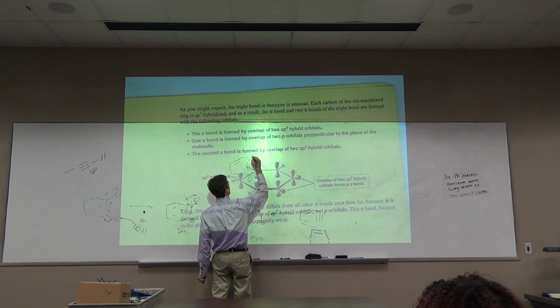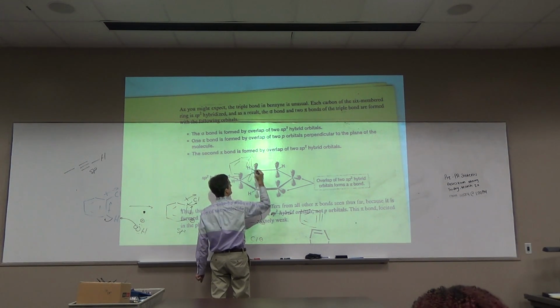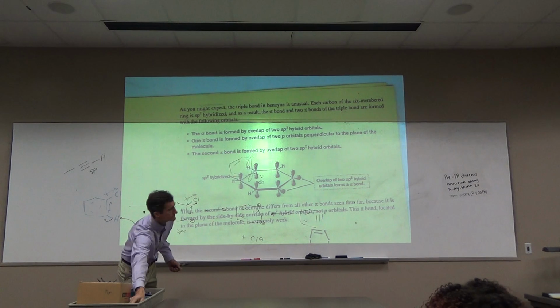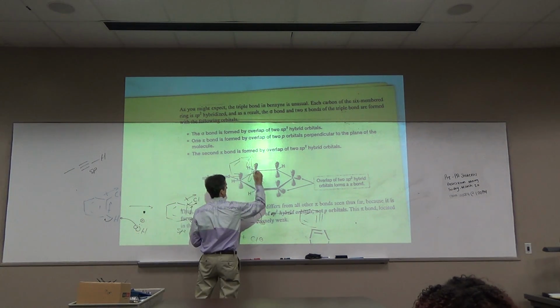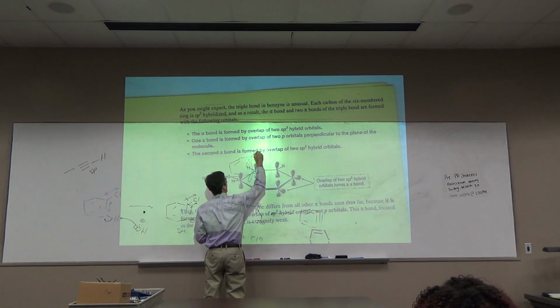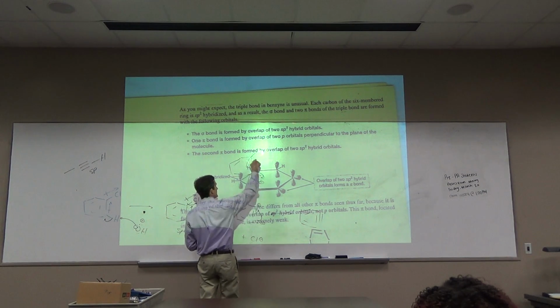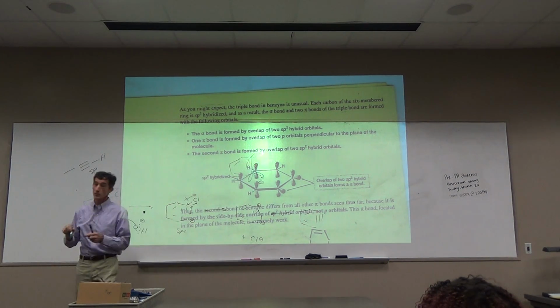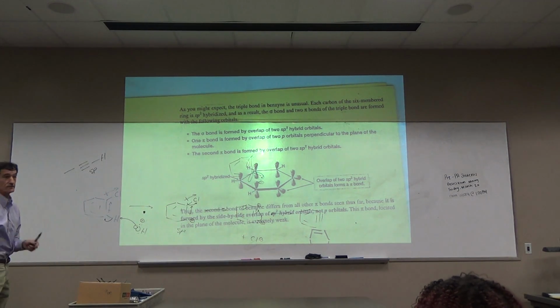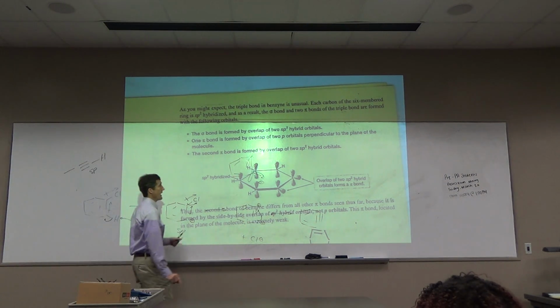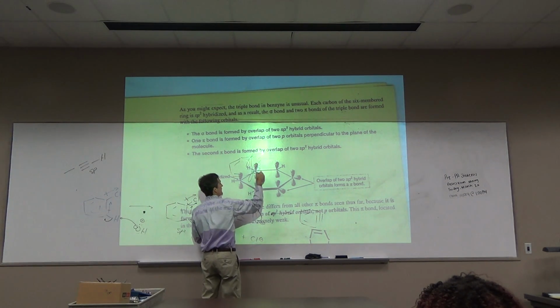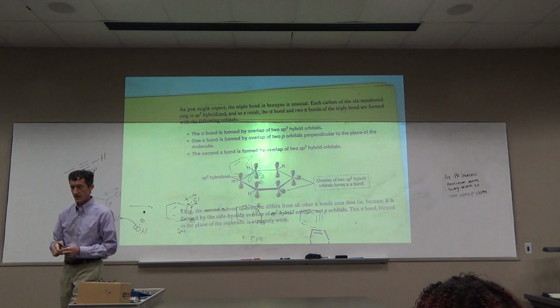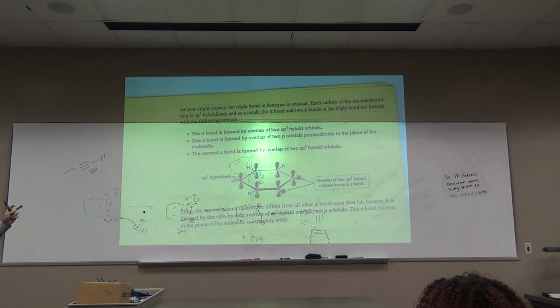It's sp2. It has a p orbital, but then it has a hybrid. I mean, this is a hybrid. That's actually an empty hybrid orbital. And what you have here is the second pi bond. Not really a pi bond.